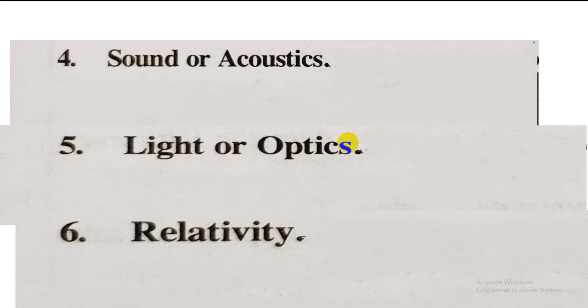Then a most important branch of physics is relativity. Relativity deals with the theory of invariance in nature and the motion of objects moving with a speed comparable to the speed of light. You need to understand this. When a particle or a body starts moving with a velocity comparable to 3 into 10 raised to the power 8 meter per second, which is the speed of light.